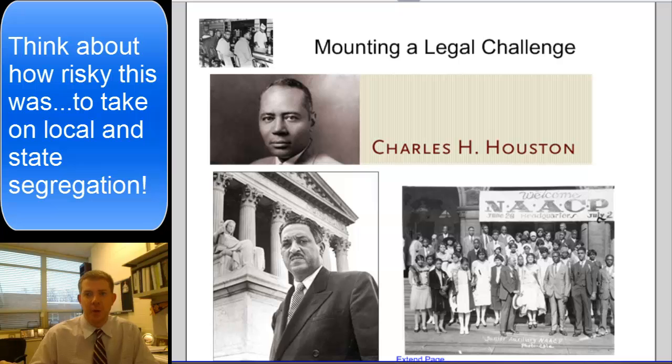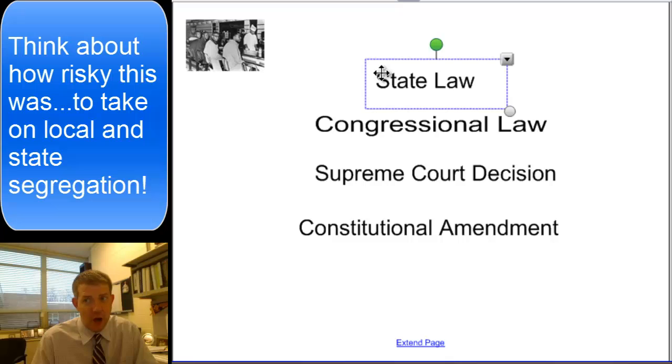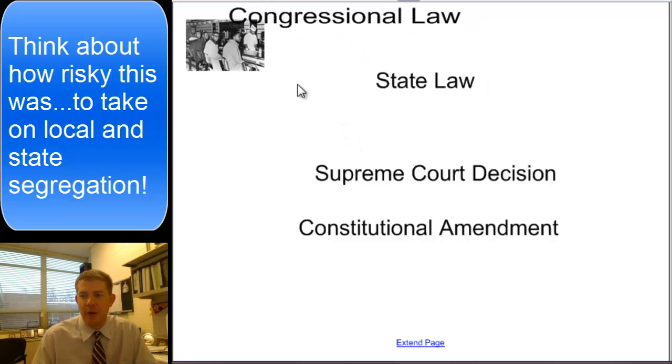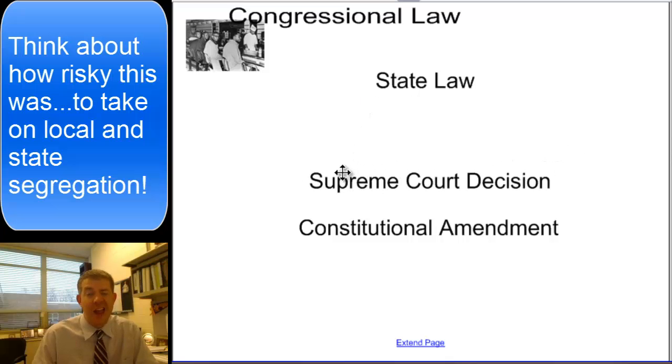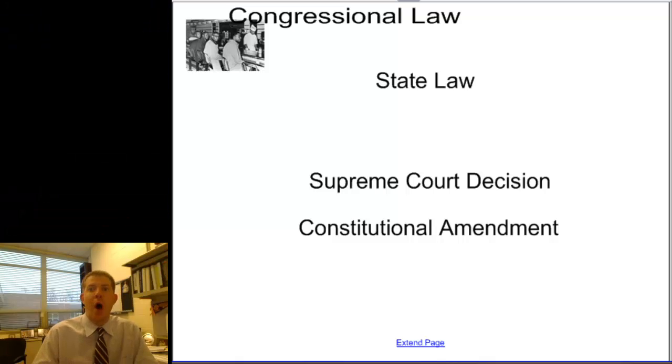Because even if they lost, if the state law made de jure segregation, and in this case we wouldn't have to worry about congressional law, but we added in here maybe state court decisions upheld the state law, if they could find their way to the Supreme Court and the Supreme Court disagreed with the state courts, it wouldn't matter what the state said, because that would be the supreme law of the land.